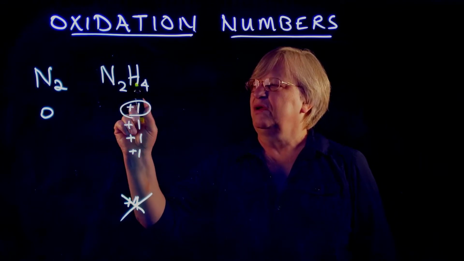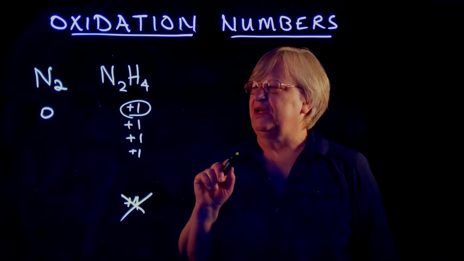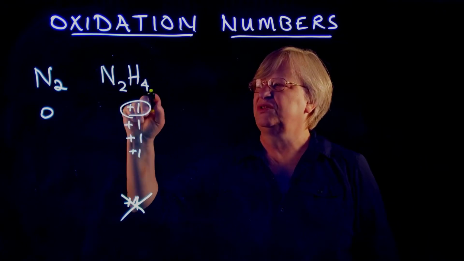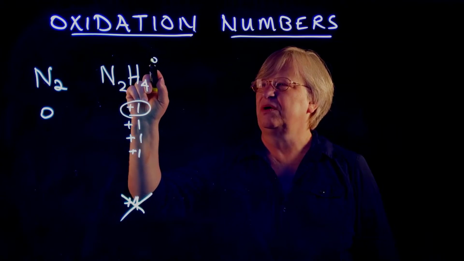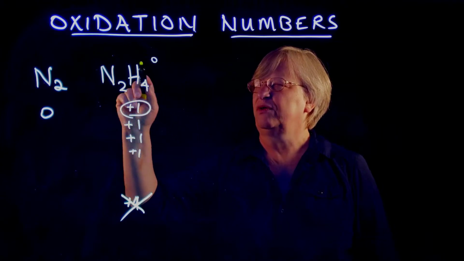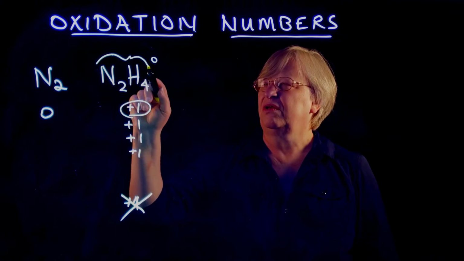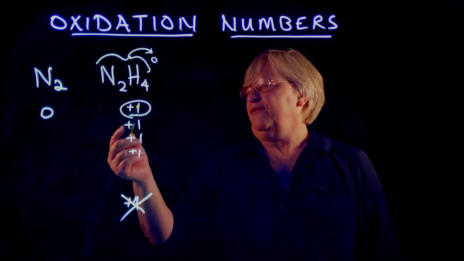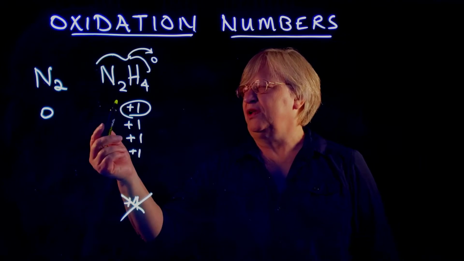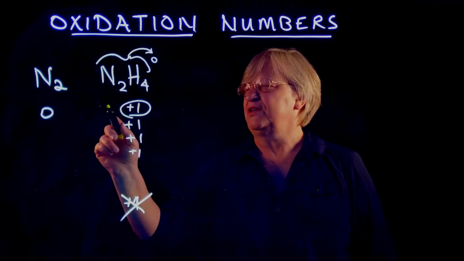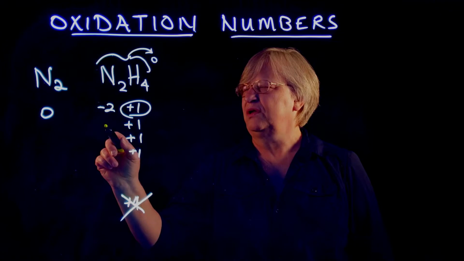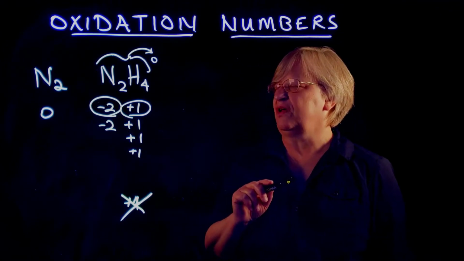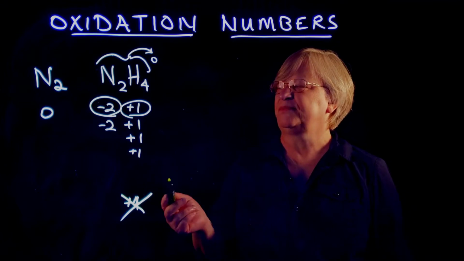Okay? What would each nitrogen have to be in order to make this whole thing add up to 0? Since it's neutral, it has to add up to 0 altogether, right? The whole thing together adds up to 0. So we have 4 pluses, we're going to need 4 minuses. Divided by 2, that's a -2 and a -2. So nitrogen has an oxidation number in this compound of -2.